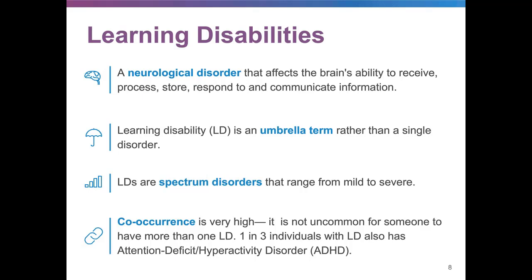We also know that co-occurrence amongst learning disabilities is very high. So if you have a learning disability in reading, you are more likely to have a learning disability in math as well than somebody without the learning disability in reading. It's also not uncommon for somebody to have both a learning disability and ADHD. In fact, we know that 1 in 3 individuals with learning disabilities also have ADHD.